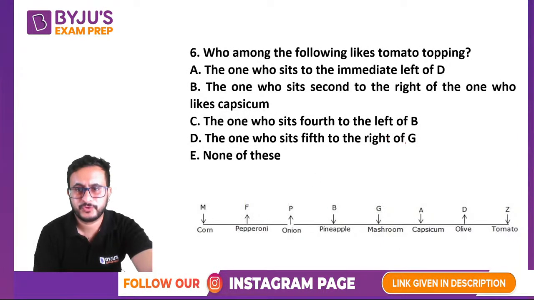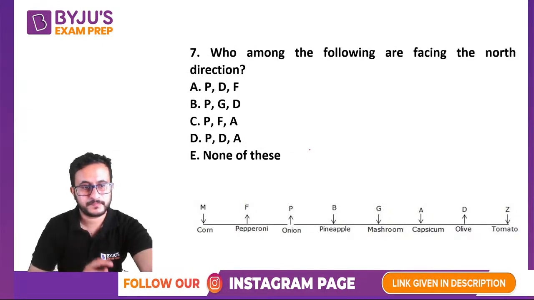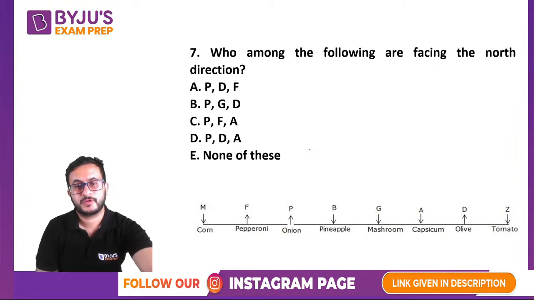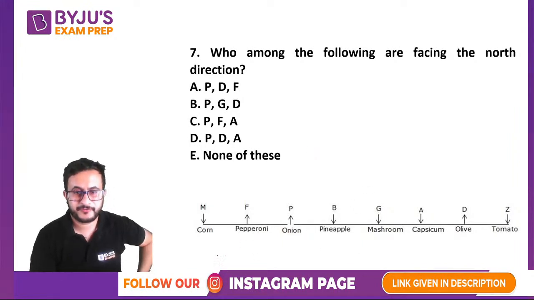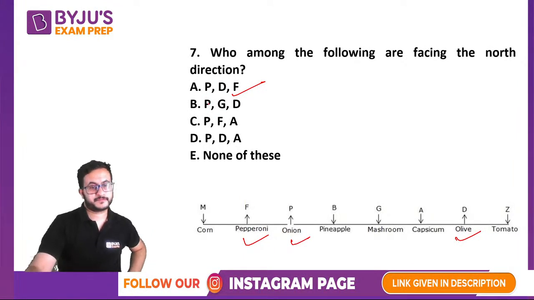The one who sits 4 to the left of B. So that is 4 to the left of B. Among the following, who are facing north direction? So north direction we have F, P and D. PDF.